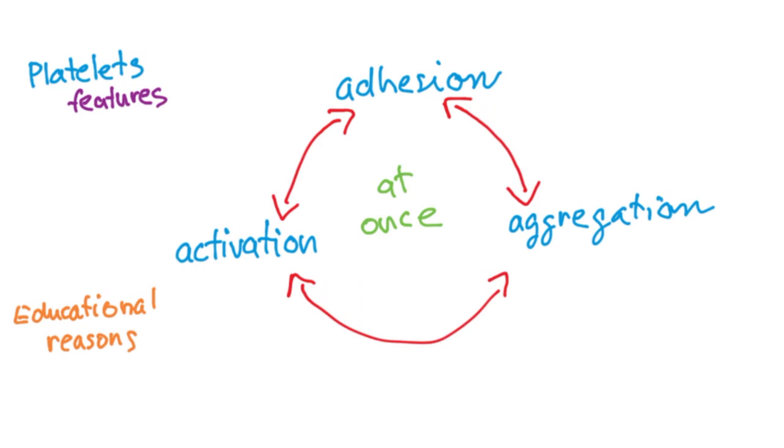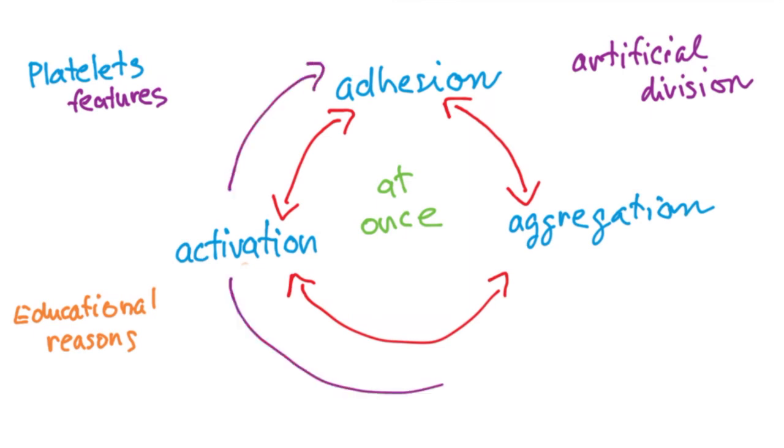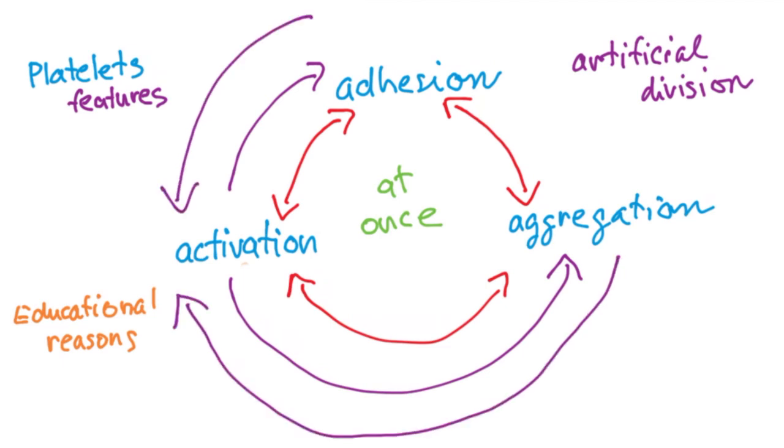If I give you an example, say adhesion and activation, it depends on what started first, because the platelet can be activated by adhesion first, or it can be activated by some other substances like thrombin. So the thing I want you to understand is that we artificially divided these processes. We separated them, but they happen at once. In some platelets, first is activation and then adhesion or aggregation, and some platelets are activated by adhesion or aggregation.